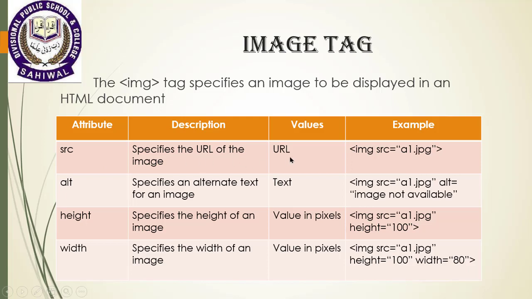Its value should be the URL of the image, and we can write it as image source is equal to al.jpg. Second attribute is alt. Students, it specifies an alternate text for an image. Its value should be text. Image source is equal to al.jpg, alt equal to image is not available.